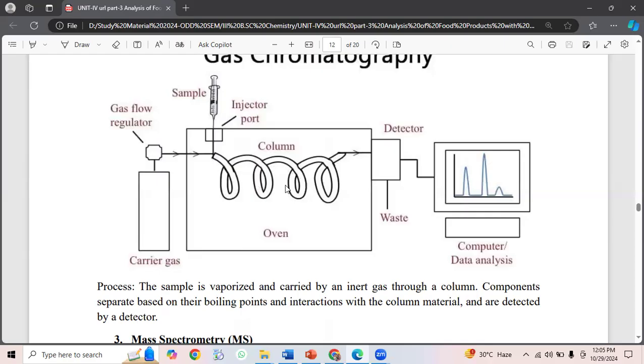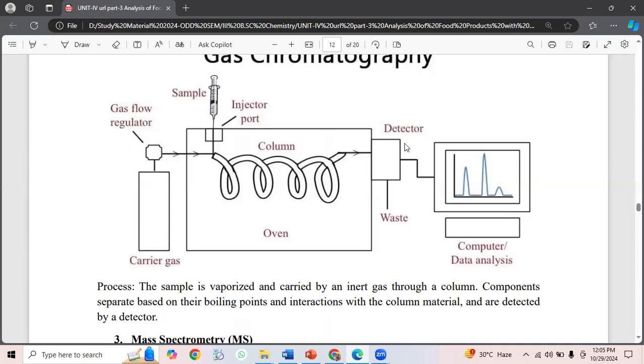During this process, we have to maintain the temperature by the oven, by increasing or decreasing the temperature. The oven temperature is carefully controlled and can be programmed to increase over time. Temperature programming helps volatile and less volatile compounds to separate efficiently, as each compound has an optimal temperature for elution.